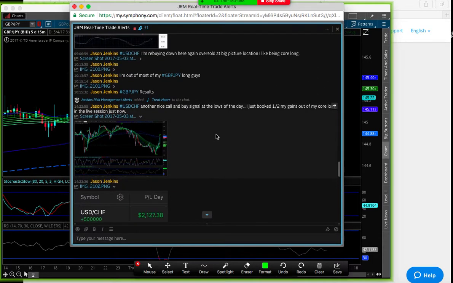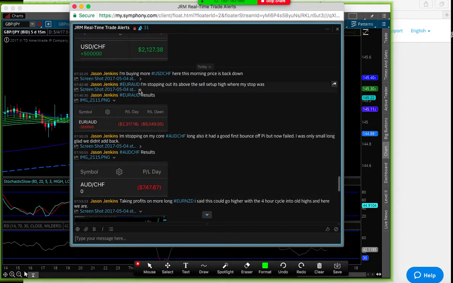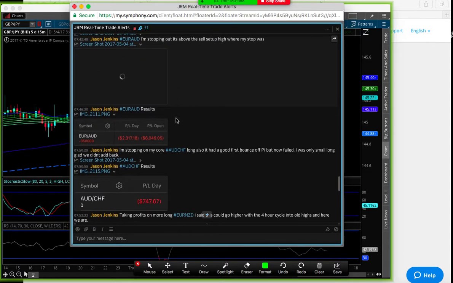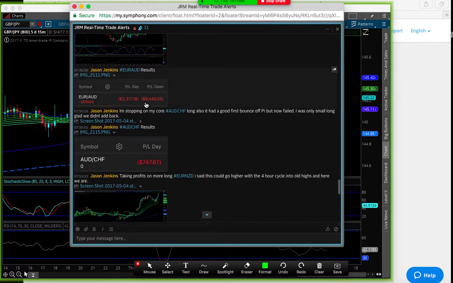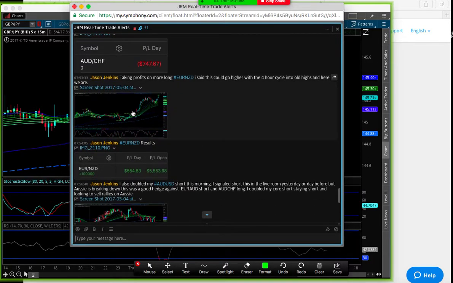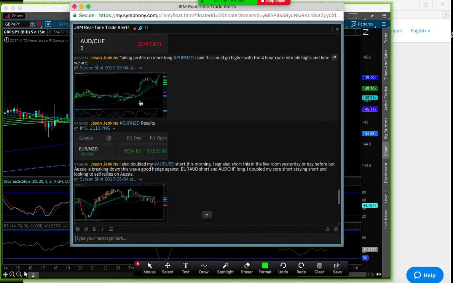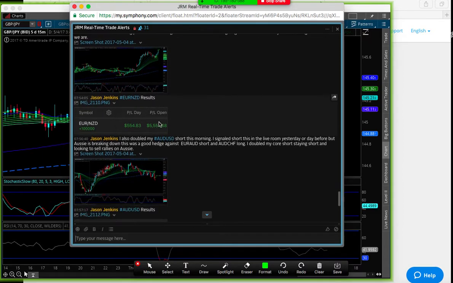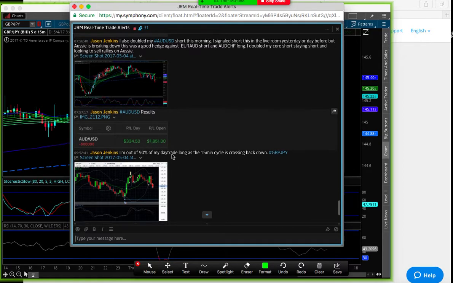Alright, so this was $1 Swissy coming out of that. That was yesterday. Alright, took a stop on Euro Aussie. I was signaling that, so that gave back a couple grand there. That's a core position. Same thing on Aussie Swissy there. That's a core position. Took that off. And then here's Euro New Zealand, taking some profit there. I've had a core position on that for a while. And this is short the Aussie. That was up nicely today.